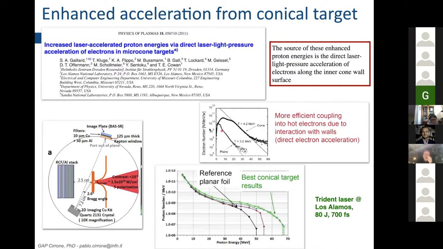In this plot, you can see some results. This is the number of electrons that are generated in the case of a normal target and in the case of this conical target. This is the energy of the electrons, and the shape of this is connected with the electron temperature. And this is translated into the maximum energy of protons that we observed. So you can see here the increase of the energy that was observed in this case with this 18 joule and 700 femtosecond laser, the Trident laser of Los Alamos in the USA.